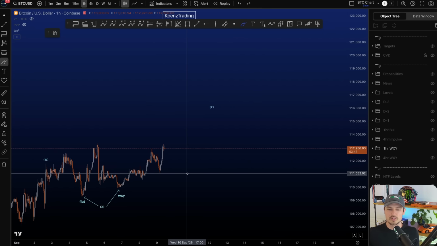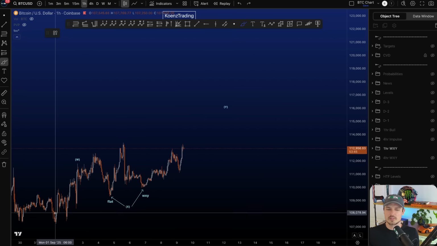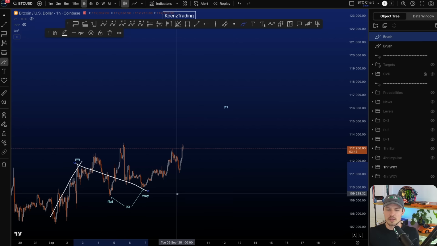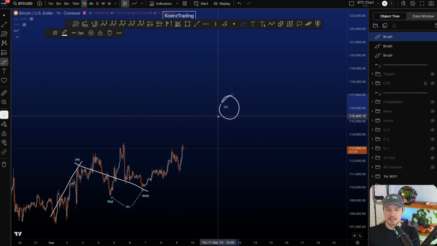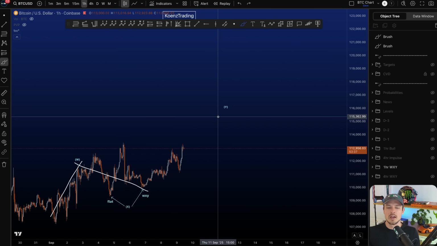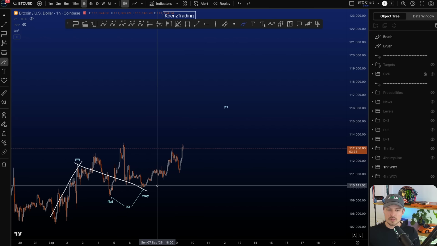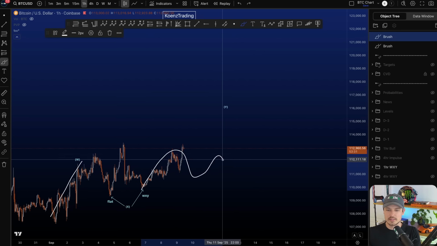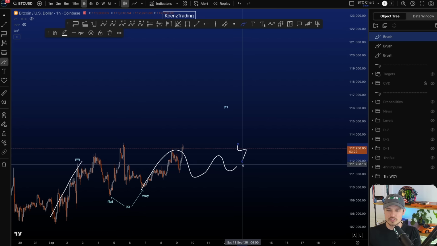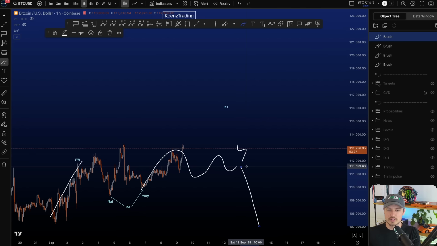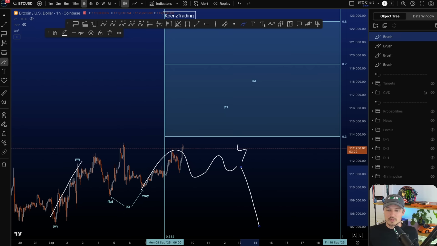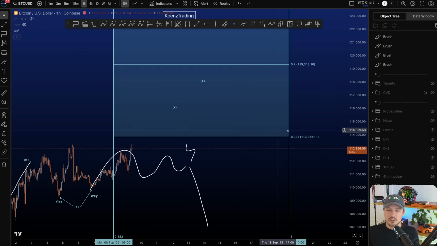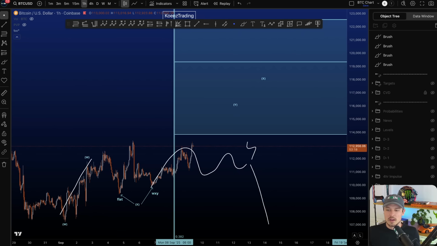Alternatively, we might want to consider a sideways WXY, where you then have a wave W, you get a wave X, and then a sideways WXY means that wave Y has to be either a flat or a triangle, which basically means you're looking for a wave A, B, C, D, E to finish. That's your wave Y, and then you continue to the downside. But as mentioned, we do preferably reach at least the 4-hour time frame 0.382 target for the larger wave X.